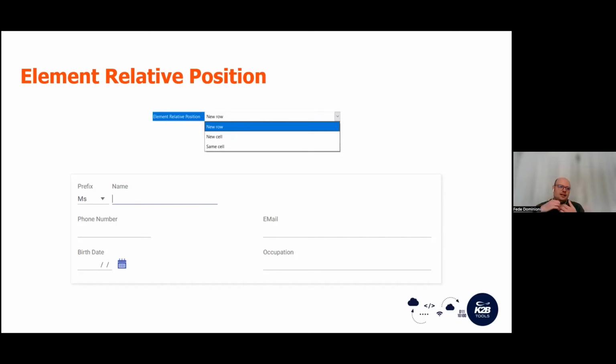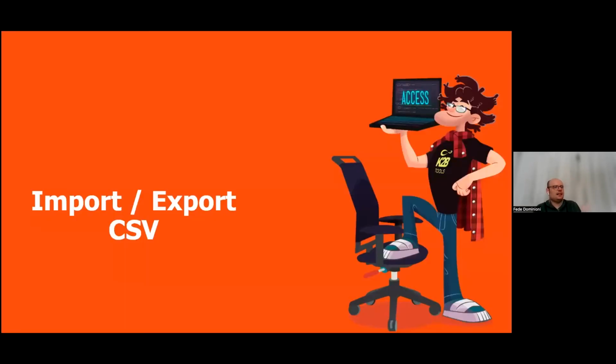Then you have a new cell property, which is, for example, what happens with email or occupation, or same cell if you want the fields to be together, you just click on that same cell. For example, here we have a prefix and a name that normally needs to go together. And this is going to help you improve the way in which you build your forms, especially for those of you that need to have certain fields one next to the other.